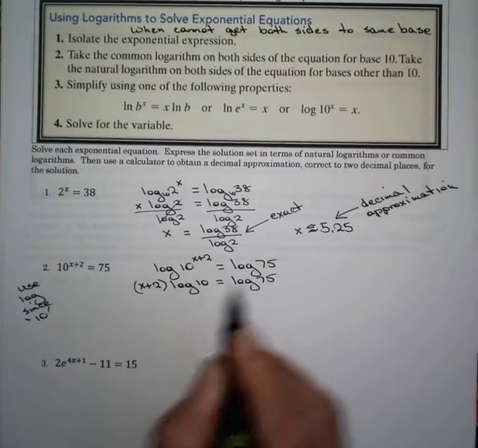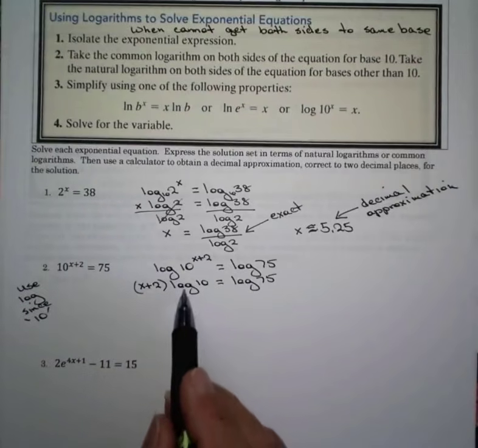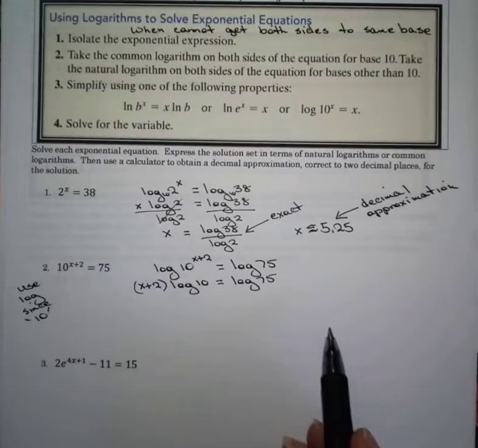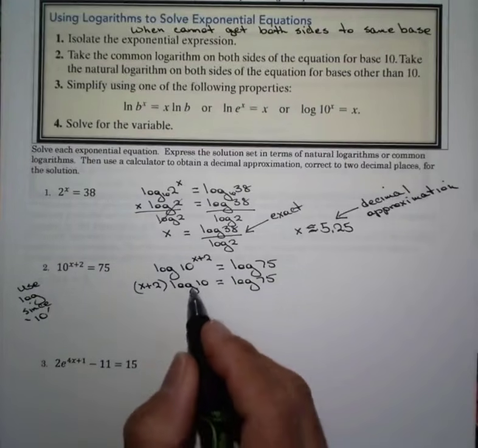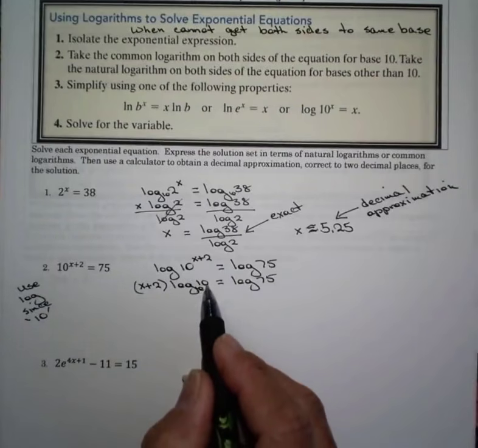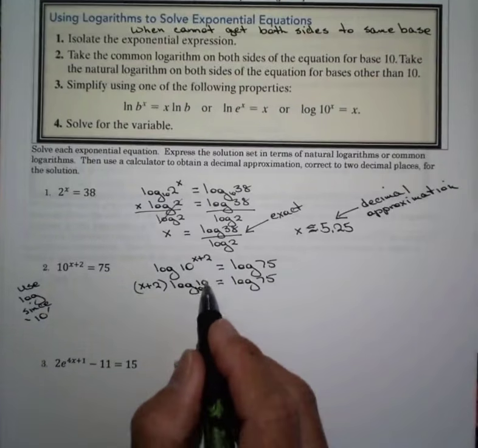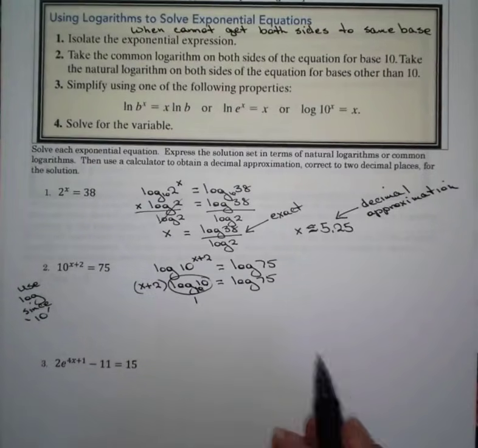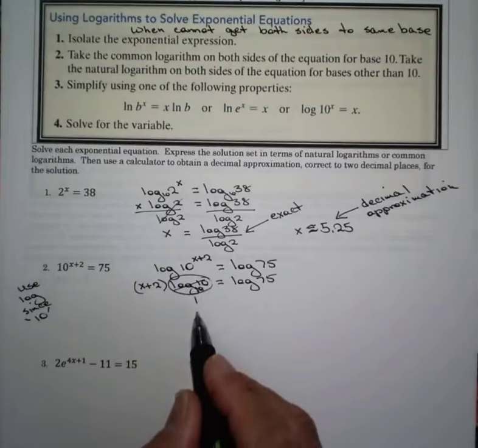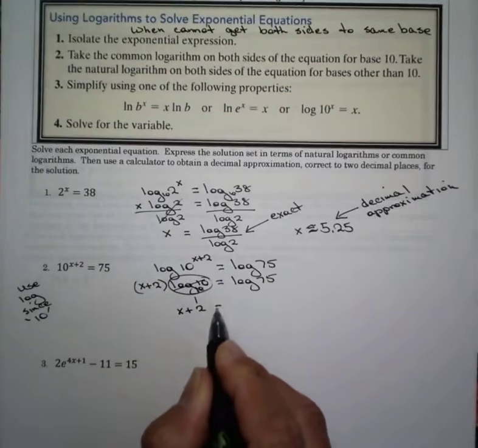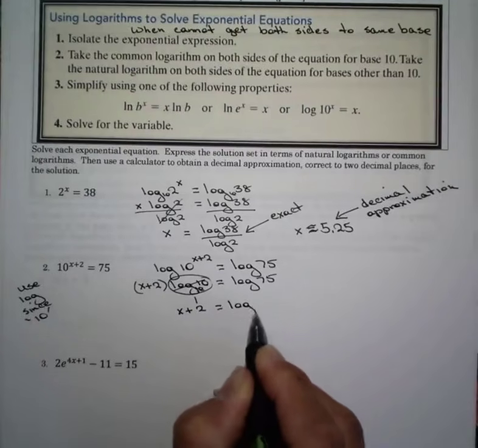Now, something neat has happened in this one. This is log base 10 of 10. And remember what happens when we have the same base. Remember, this is an unwritten base here. We have the same base as the argument of the log. When we do that, this thing is the number 1. That's all it is. So I can replace that with a 1. So all I have on this side is x plus 2, and that's equal to log of 75.